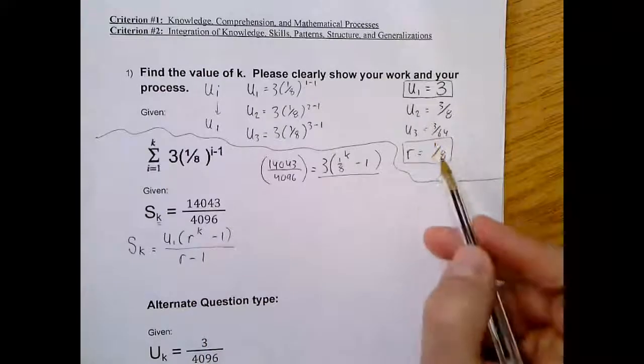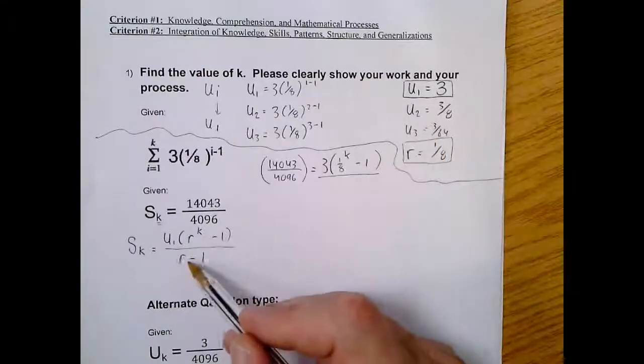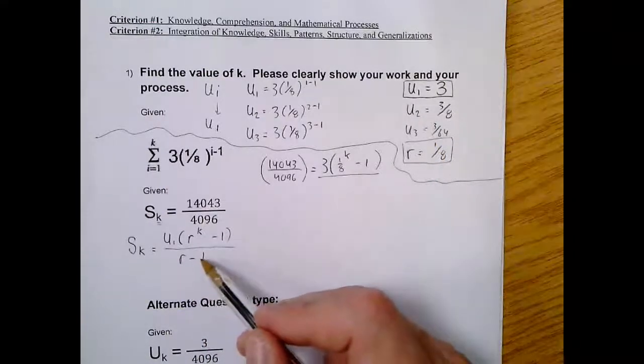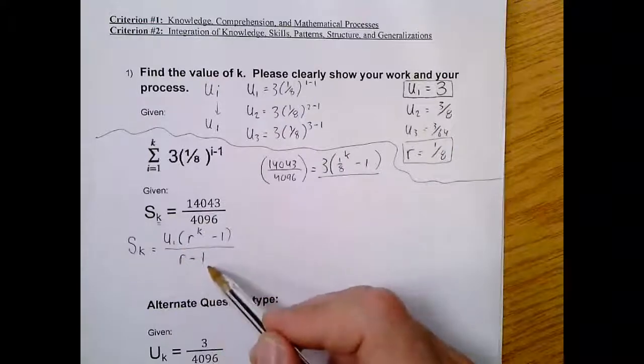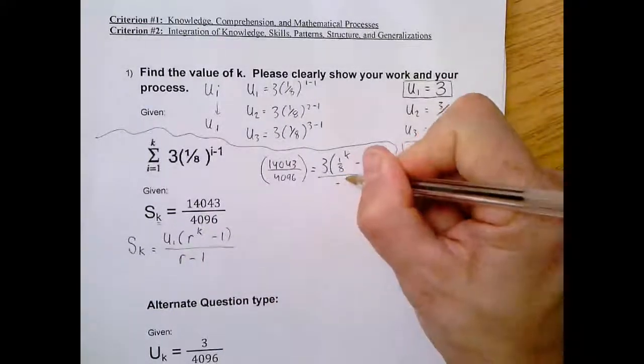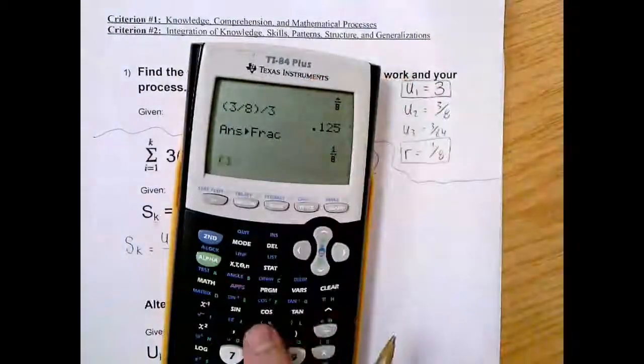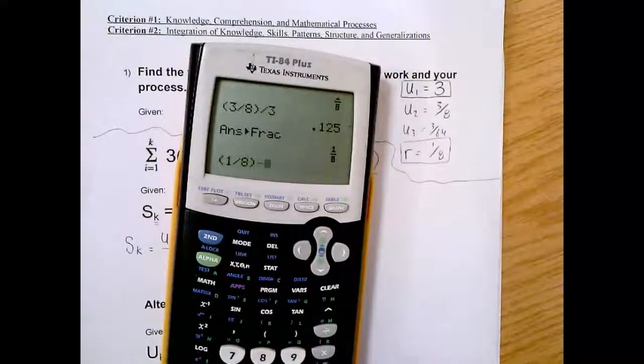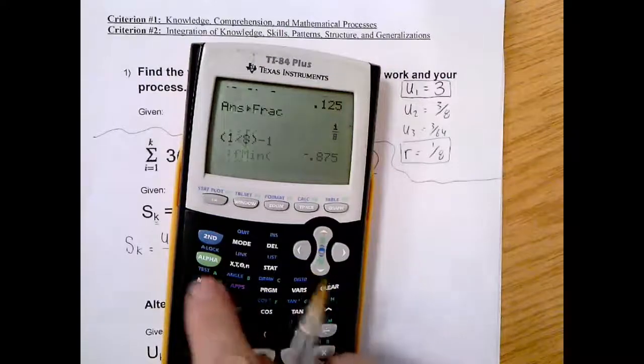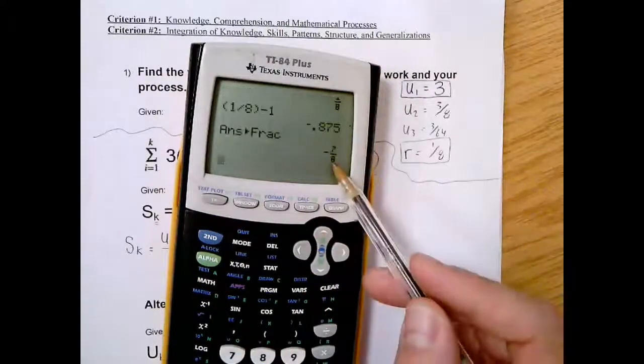Well, I know r is 1/8, and if I take an eighth and I subtract 1 from it, I will get negative 7/8. Let me just show you that, just so we know what happened here. So I was saying I had 1/8, I subtracted 1 from it, and I like to use my fractions, so I have negative 7/8.